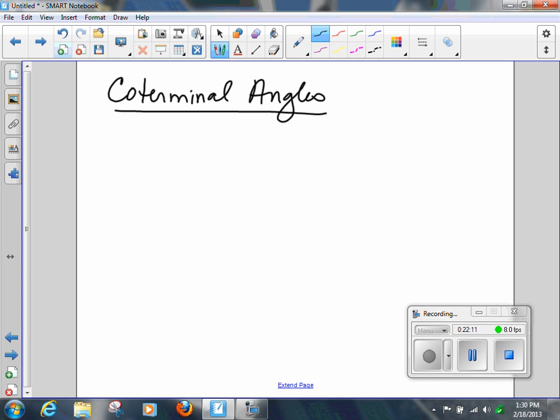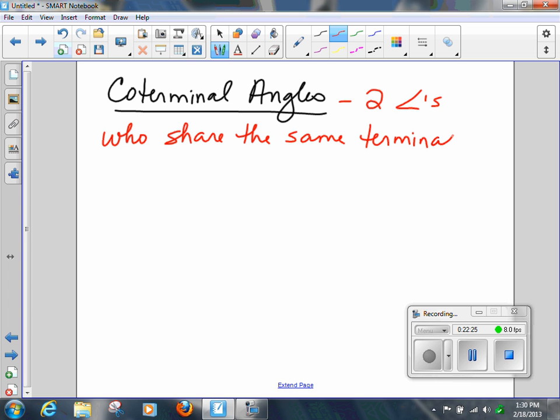How could I make that better? I could say it a better way by saying two angles who share the same terminal side. They share the same terminal side. Why would this occur in the angles that we've been graphing? Think about how this could occur. I could have a positive angle rotation. I could have a negative angle rotation. And they could still end at the same place.